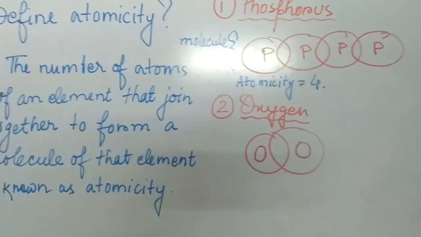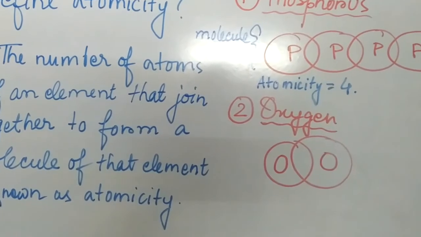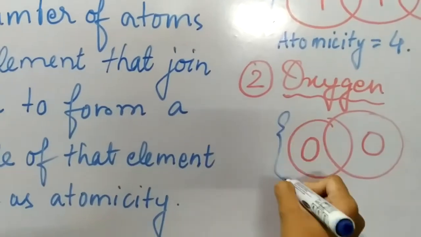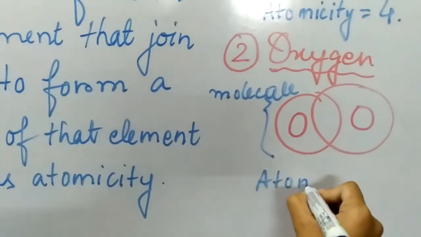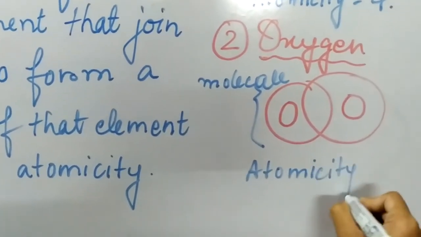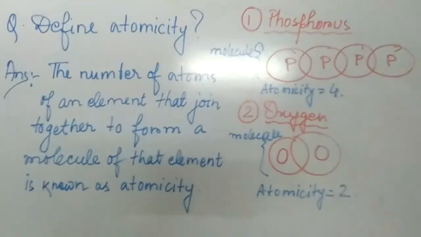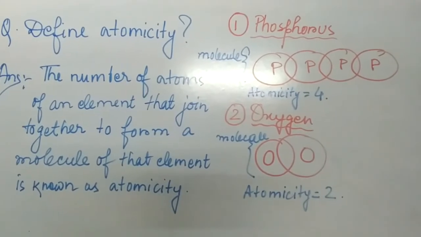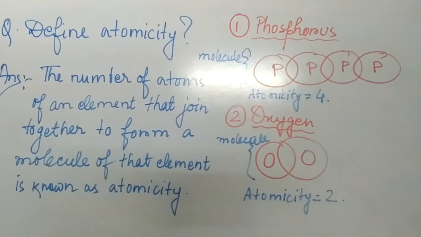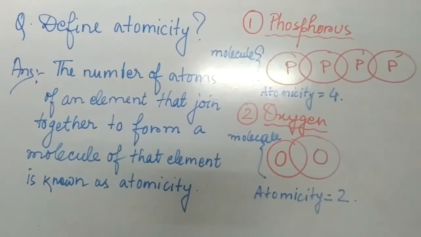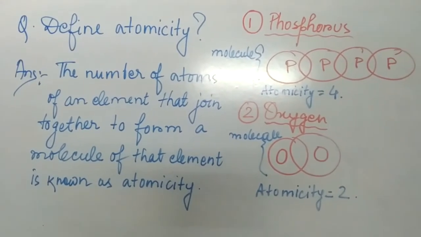Okay? Whereas in case of oxygen, how many atoms are combining together? It is 2. Again, this is also forming the molecule. But over here, since 2 atoms are joined together to form a molecule, therefore atomicity will be 2. So, this is atomicity of an element. Okay, similarly in case of ozone, we saw that 3 atoms join together to form a molecule of ozone. Therefore, atomicity of ozone will be 3.